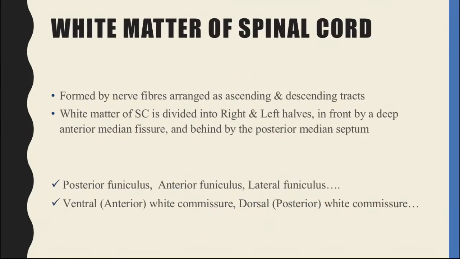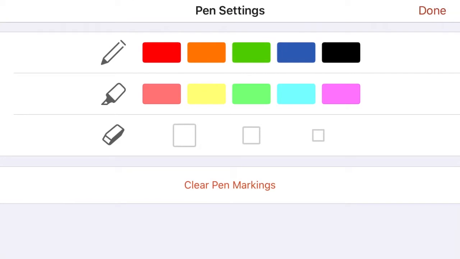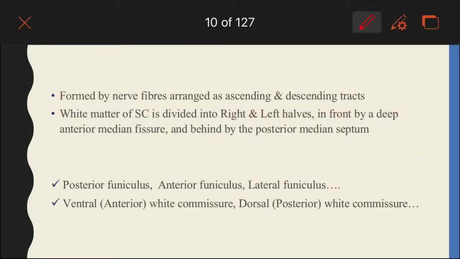Now, coming to the white matter part. Within the white matter, the nerve fibers are arranged as either the ascending tract or the descending tract. Either they will move upward to the CNS or they will be moving downward from the CNS to the periphery or the effector organs, right. So, the white matter of the spinal cord is divided into right and left halves in front by the deep anterior median fissure and posteriorly by the posterior median septum.